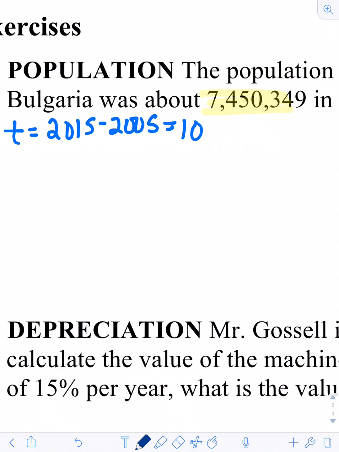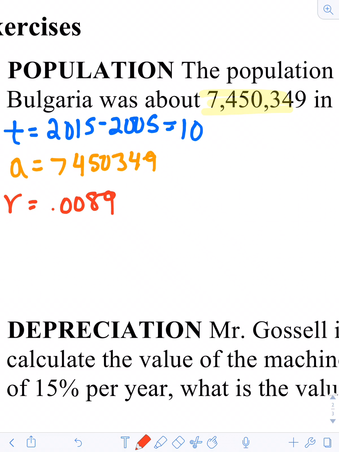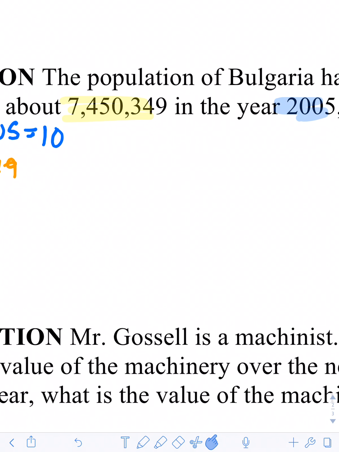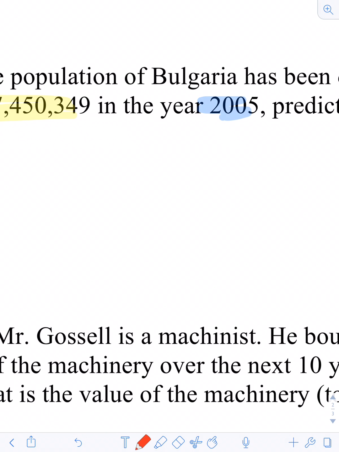A of the equation is your initial value. So my A was 7,450,349. And then the last thing is my rate. That's what I wrote as a decimal. So my rate is 0.0089. Okay, so then I'm going to write my equation. So my equation here is y equals a times 1 minus r to the power of t.